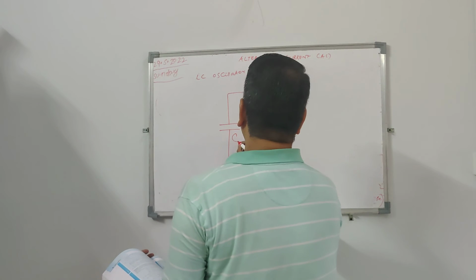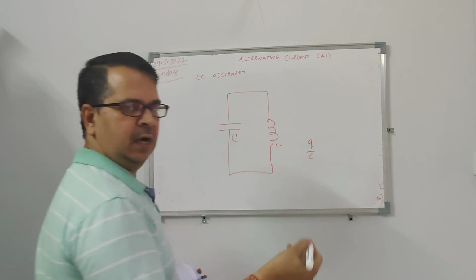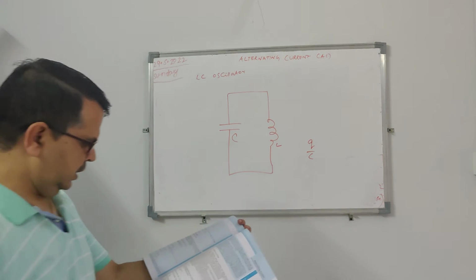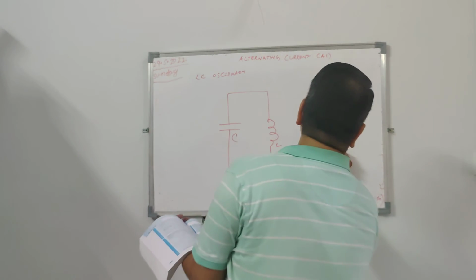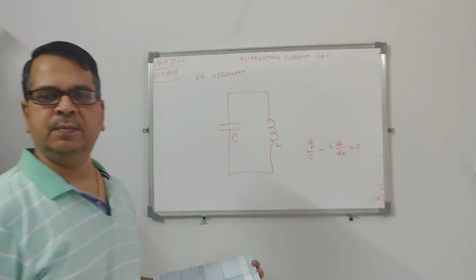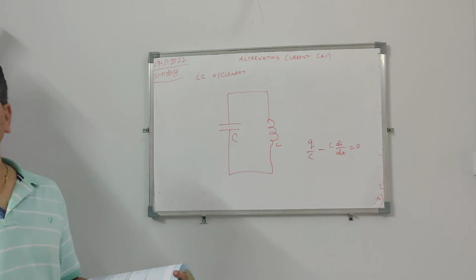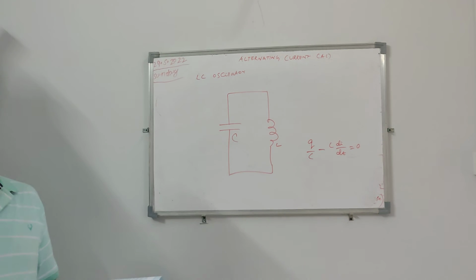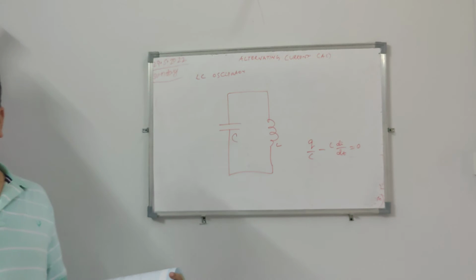The voltage drop across the capacitor is nothing but Q by C, as you know capacitance is equal to charge by voltage, or voltage is equal to charge by capacitance. And then the voltage drop across the inductor is equal to L di by dt. So this is your governing equation for an oscillator. This type of circuit is called an oscillation.